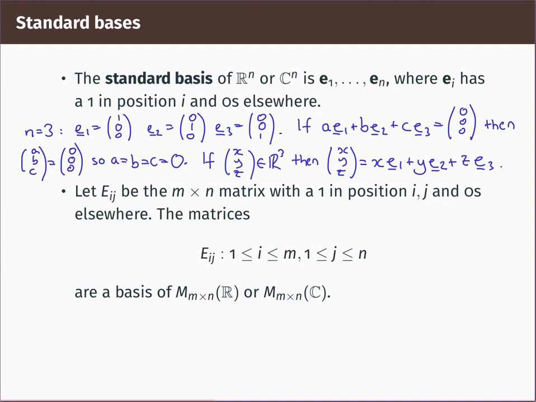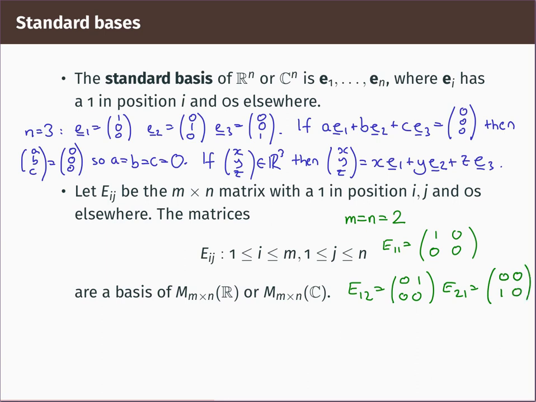For example, if we had m equals n equals 2, then these matrices E_ij, as i and j range between 1 and 2, would be E1,1 equals (1, 0, 0, 0), E1,2 would be (0, 1, 0, 0), E2,1 would be (0, 0, 1, 0), and E2,2 would be (0, 0, 0, 1).